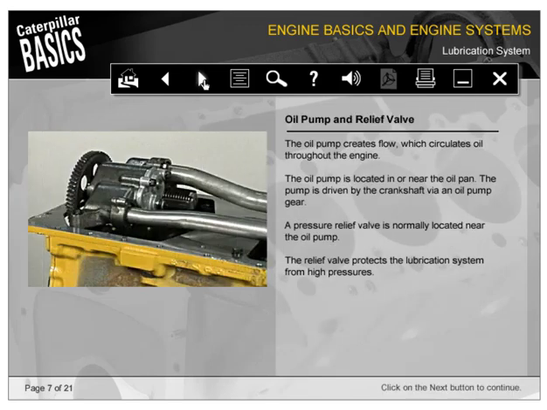The oil pump creates flow, which circulates oil throughout the engine. The oil pump is located in or near the oil pan. The pump is driven by the crankshaft via an oil pump gear. A pressure relief valve is normally located near the oil pump. The relief valve protects the lubrication system from high pressures.